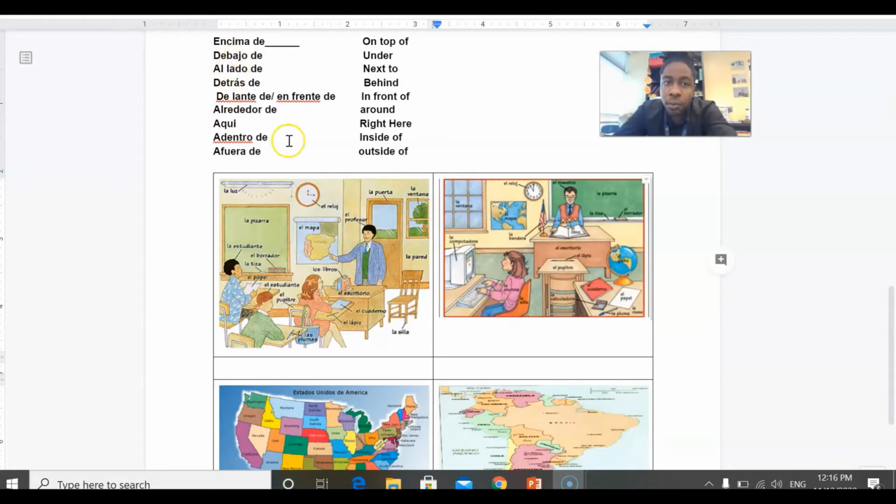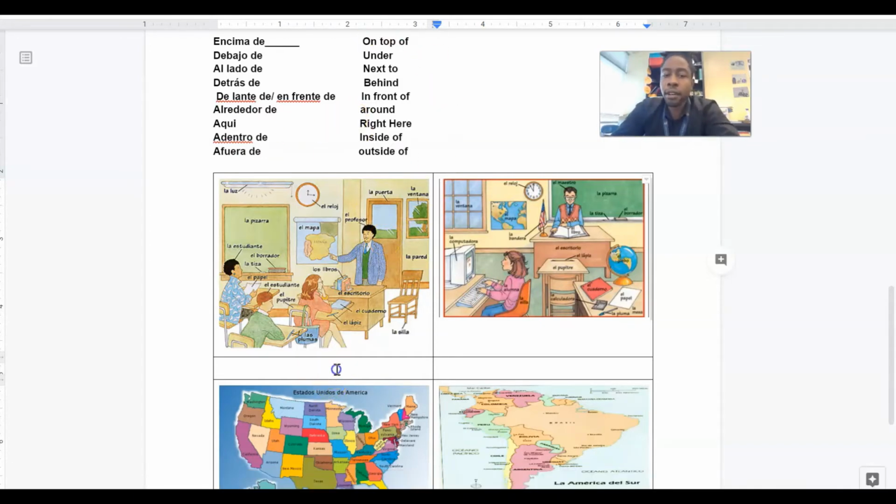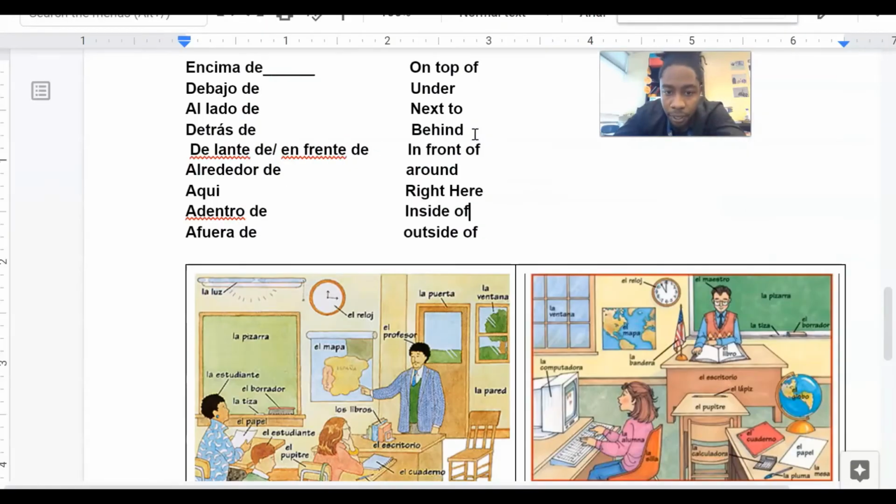Remember, we're using these words here at the very top: encima de, debajo de, al lado de, detrás de, delante de, alrededor de, adentro de, y afuera de, in order to describe the pictures that we see here. And we're going to replace the adjectives we normally use with these in a sentence to be able to say some things that are very useful. So what we typically do is we look at some pictures like this. I'm going to zoom in so you can see them pretty good.